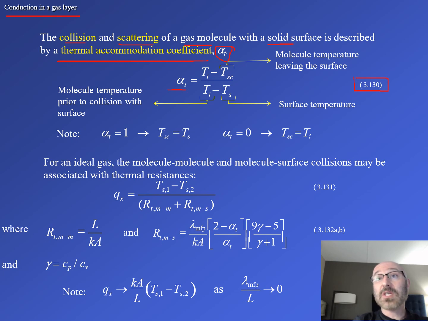If we take a look at our numerator, we have T sub i minus T sub sc, where T sub sc is the molecule temperature leaving that surface. Now if we go down to the denominator, T sub i is the molecule temperature prior to collision with the surface. So that T sub i is the same on the top and the bottom. And then we have minus T sub s, where T sub s is the surface temperature.